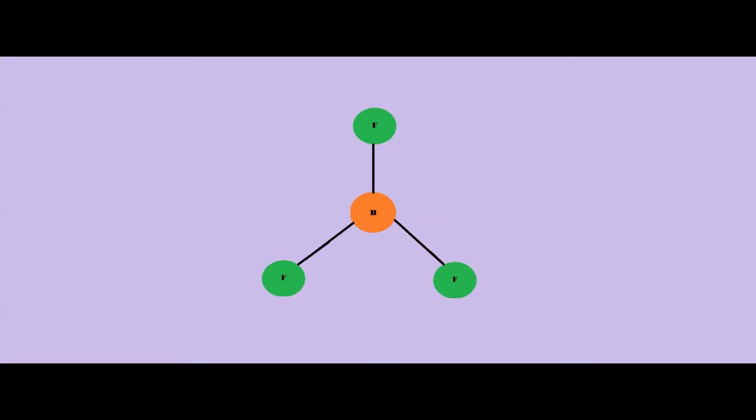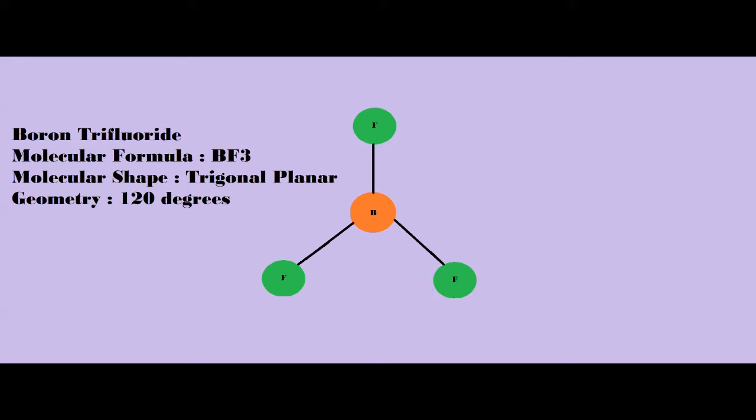Let's replace the carbon with a boron, and let's replace the oxygens with two fluorines. Now let's add a third fluorine. What we've just made is boron trifluoride. Its molecular formula is BF3. Its atoms want to get as far away from each other as they can, and that makes them 120 degrees apart, forming a trigonal planar shape.